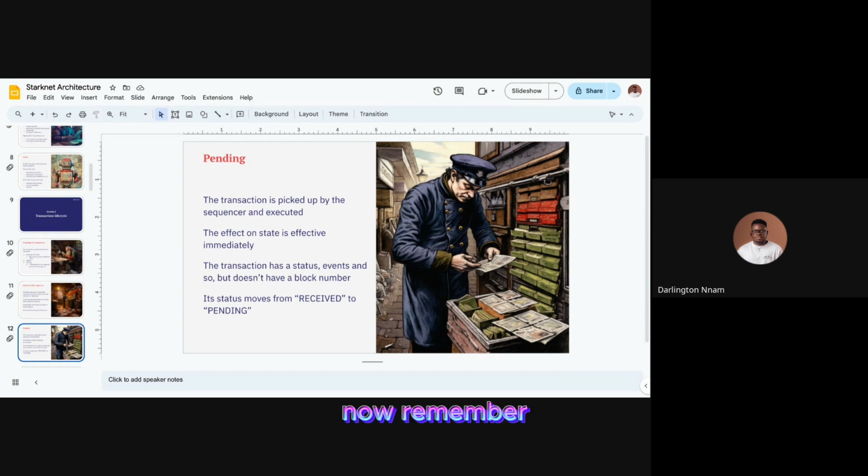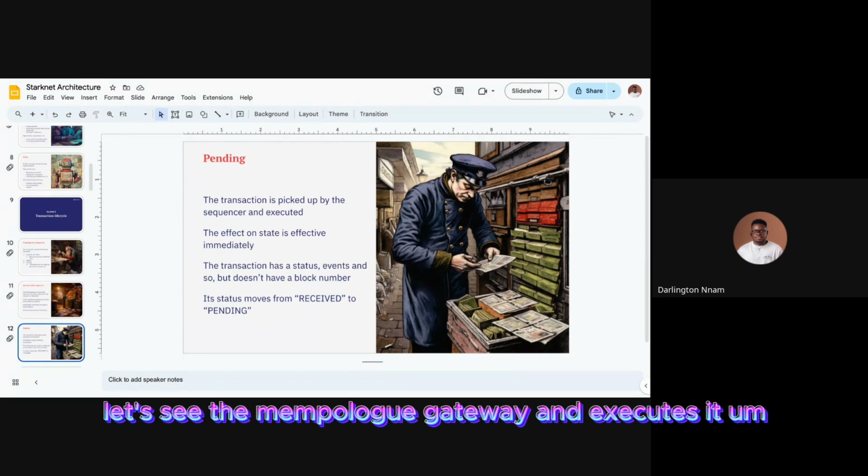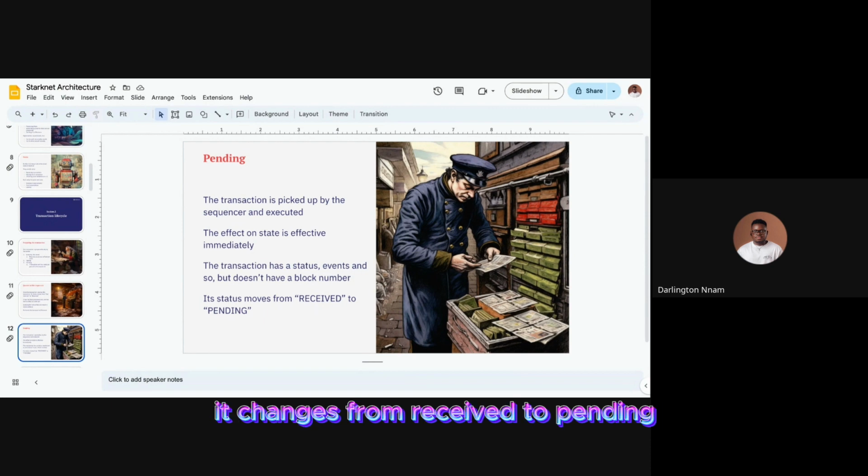Now, remember, when you just send the transaction initially, it is marked as not received. When the sequencer receives the transaction, it's marked as received. That's the sequencer telling you, okay, I'm now aware of your transaction. Now, when the sequencer picks it up from, let's say, the mempool or the gateway and executes it, it changes from received to pending.